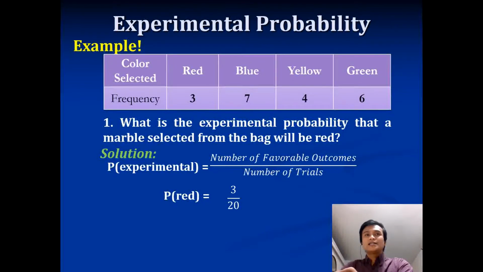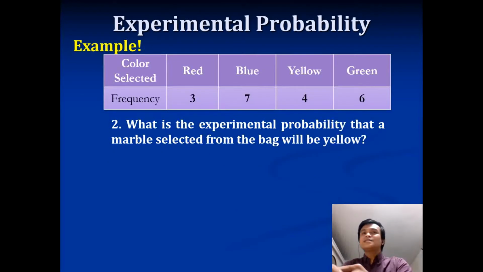The solution: the experimental probability is equal to the number of favorable outcomes over the number of trials. What is the number of favorable outcomes? For red, that is 3. What is the number of trials? That is 20. So we have 3 over 20. That is the experimental probability that red is selected by Marco.